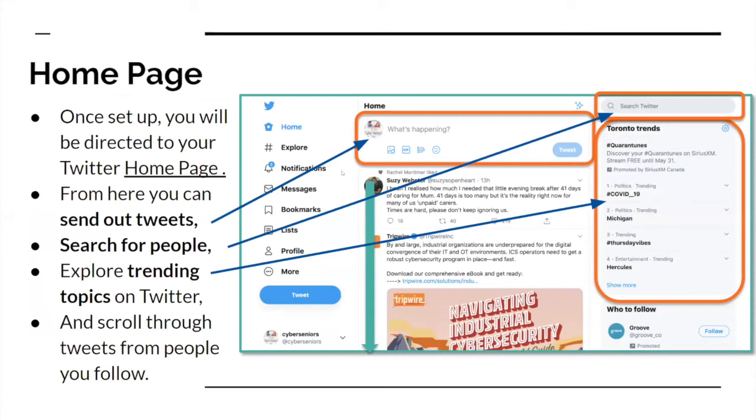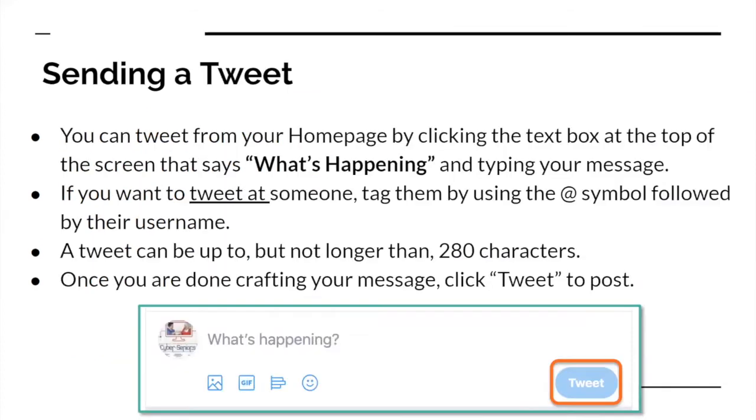Once set up, you will be directed to the Twitter homepage. From here, you can send out tweets, search for people, explore trending topics on Twitter, and scroll through the tweets from people you follow. And scrolling is everything on Twitter.